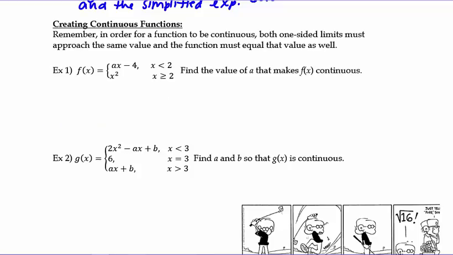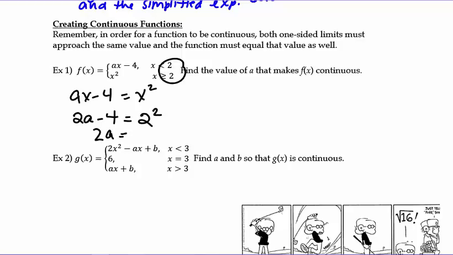I say, well, if I want the graphs to touch, that means the equations, or expressions in this case, have to be equal. I need ax minus 4 to equal x squared. But I don't need these things to be equal all the time. I just need them to be equal where it's broken, and it's broken at 2. So I need 2a minus 4 to equal 2 squared. So I need 2a to equal 8, so a has to be 4. That would make them line up. So you set the expressions equal, plug in where it's broken, and then solve for the values you need.